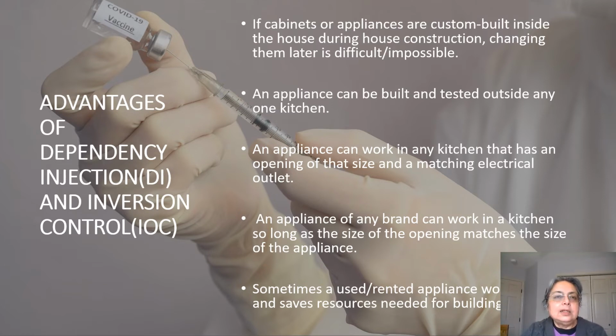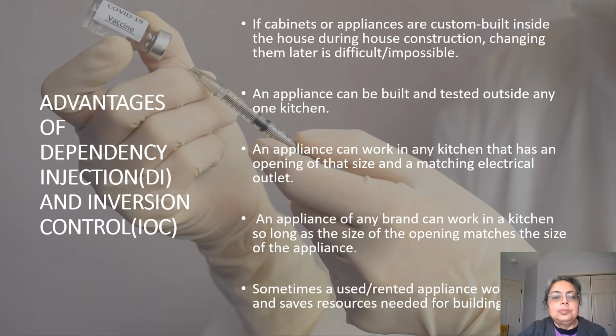But then this fridge can be built, tested outside of the kitchen. A kitchen can use a fridge of any brand, so long as the size is fitting. Also, in some cases, a used or rented appliance can work. That will save resources. Similarly, if there is an existing object in the object pool nobody is using, an application just gets it, uses it, and sends it back, recycles it when they're done.